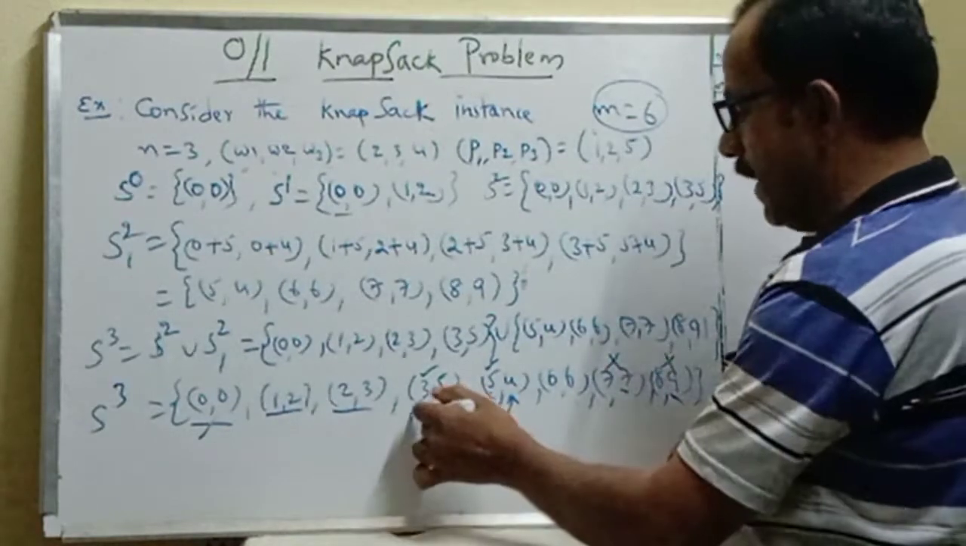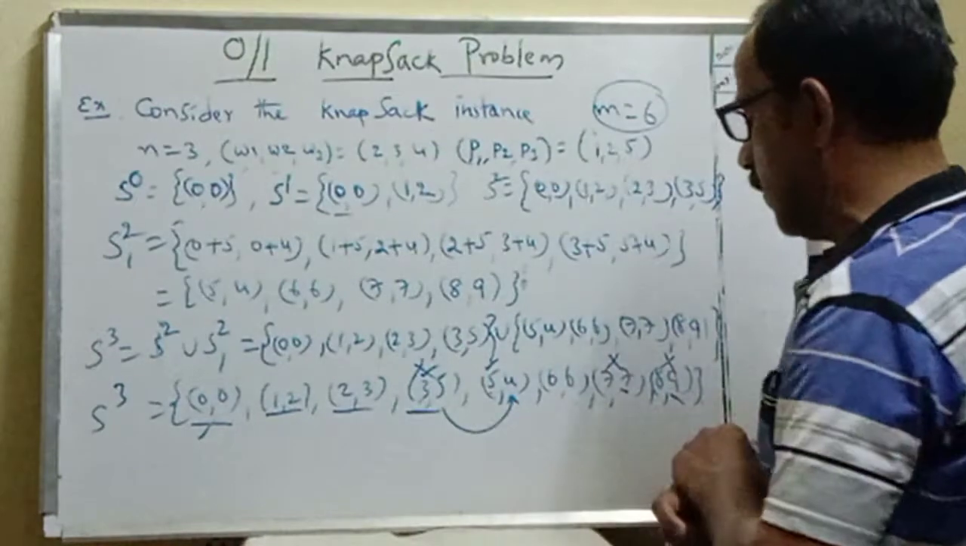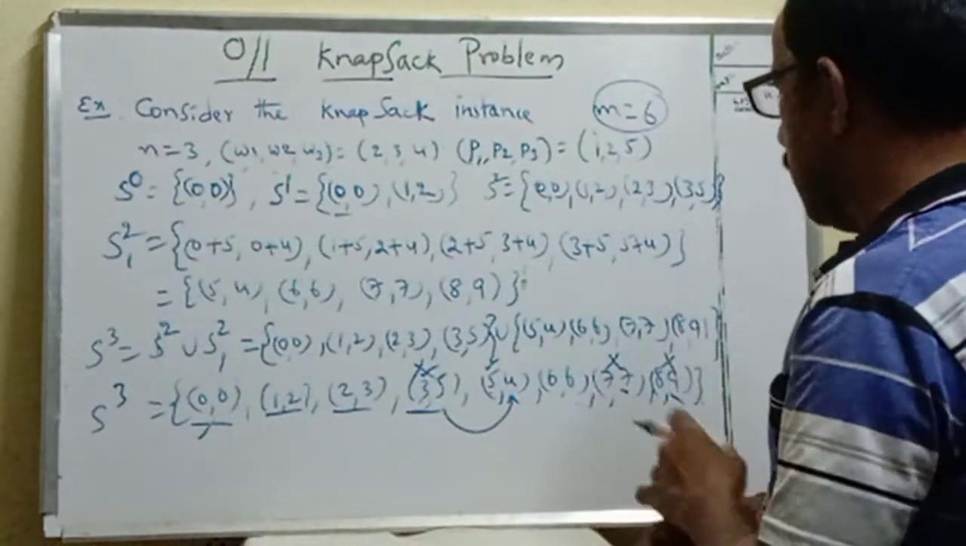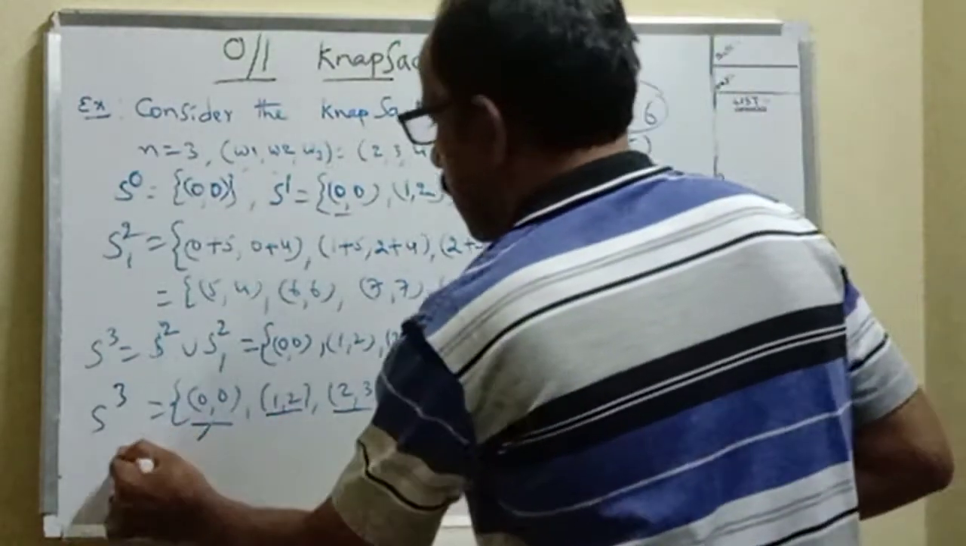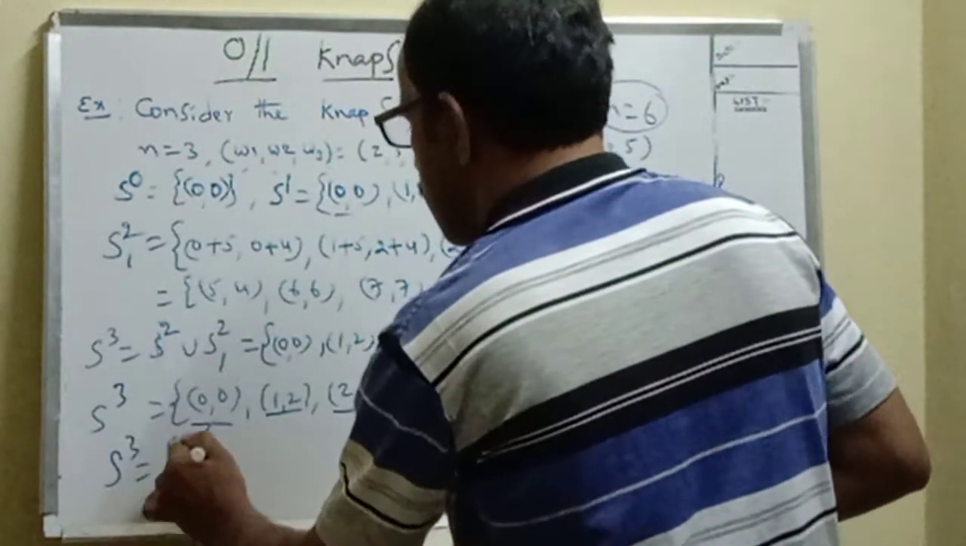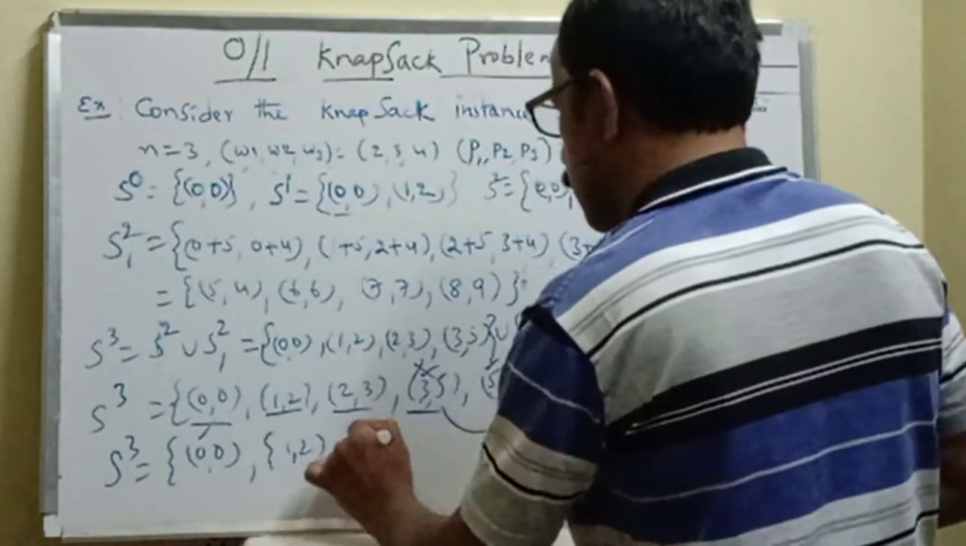See here, this pair is dominating according to the parsing rule. This pair is dominating according to the parsing rule. Then we can also remove this. Whatever the remaining items, we are supposed to maintain those items as S3. Now what is the resultant set S3? The resultant S3 is 0,0, 1,2, 2,3.